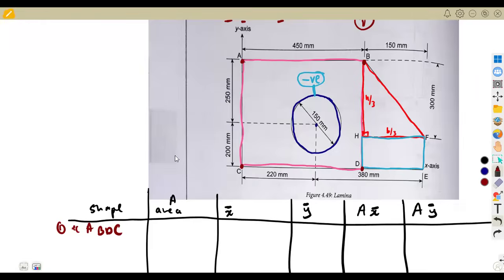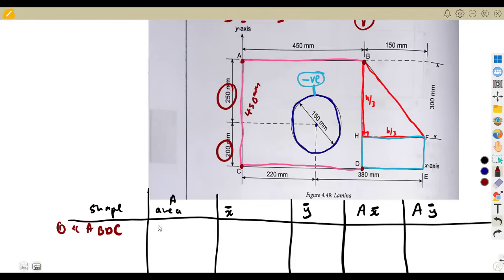From this rectangle, it's actually not a rectangle because, okay, let's see. This is 450 this side. This is 200. This is 250. 200 plus 250 is what? It's 450. So this is actually a square. No problem, but you can even write it as a rectangle.